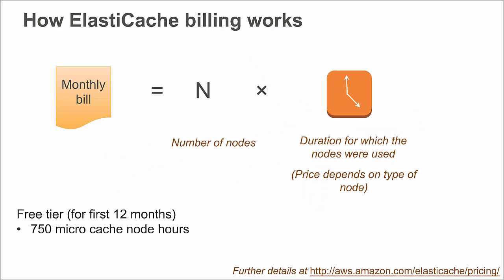ElastiCache billing is very similar to some of our other services today. You're charged for the duration that any one particular node was up and running, multiplied by the number of nodes, which gives you your overall monthly bill for any particular caching cluster. Once again, there's a free tier. For the first 12 months, you can get 750 cache node hours for a micro node to allow you to, once again, test out and see how ElastiCache works and figure out what's the right configuration for you at a very low to minimal cost.